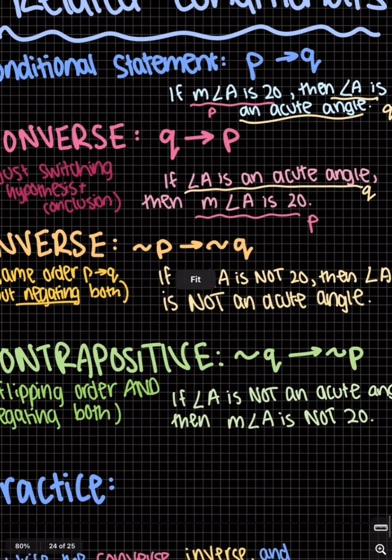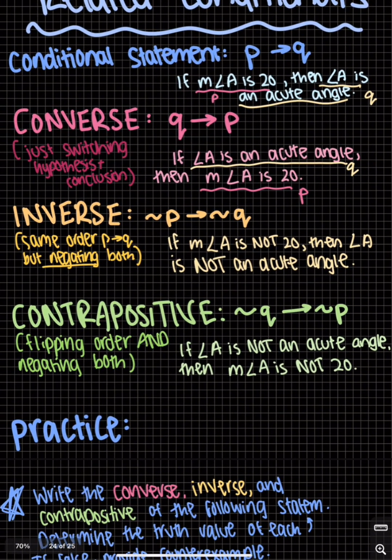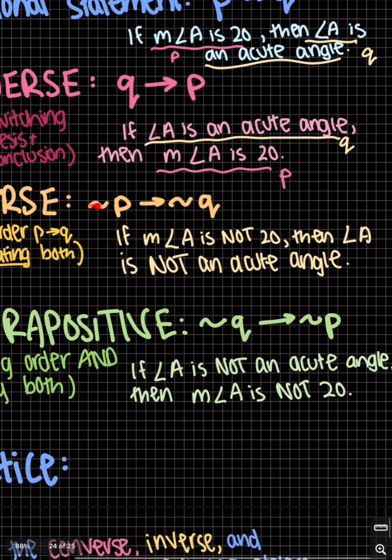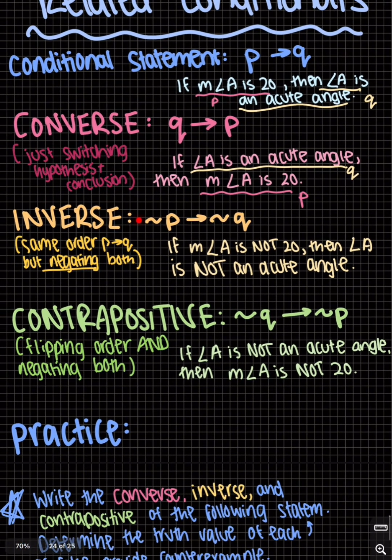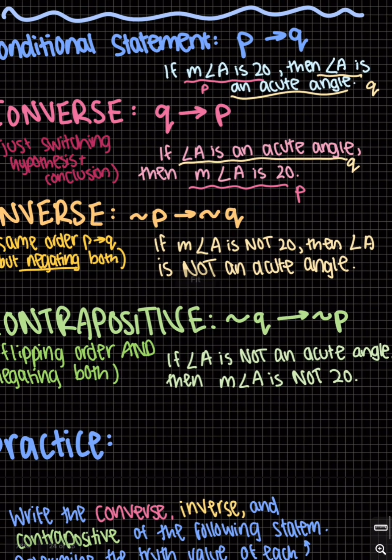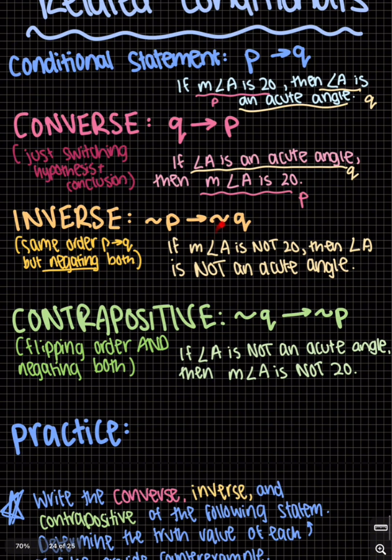Now, to get a little more in depth, we have the inverse. Inverse is another concept where you have the same order of if P then Q, just like in your conditional statement, where you had if hypothesis then conclusion. But with an inverse, you are negating both your hypothesis and your conclusion. An inverse is formed by negating both the hypothesis and the conclusion in the conditional. The sign for this is a little squiggly, so the inverse is the negation of P, then the negation of Q. Or the negation of the hypothesis, then the negation of the conclusion.